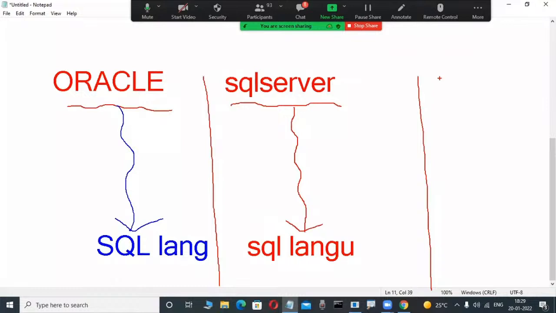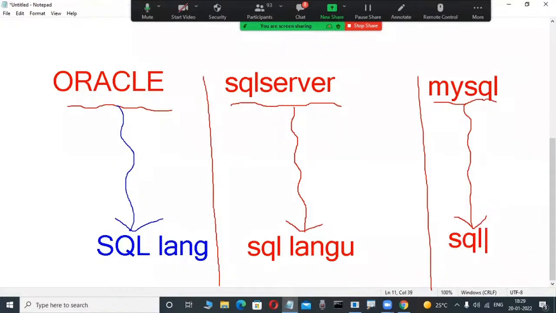Again, many people in my company use MySQL. MySQL is also a relational database product, and it is open source. Some employees work on the MySQL product, and to operate the MySQL database they also use SQL as the language. So the SQL language is a universal language.